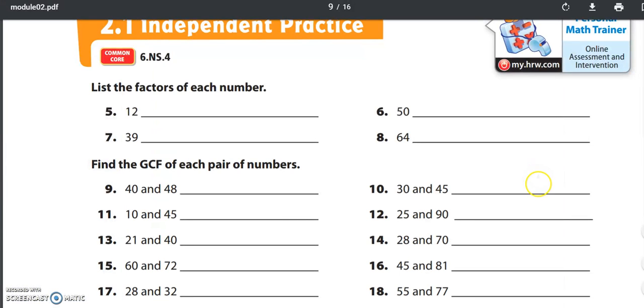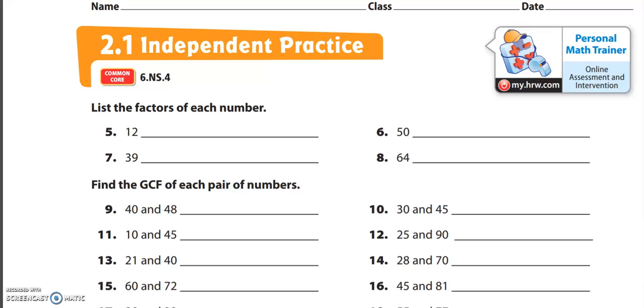This is the lesson 2.1 independent practice. This is page 35. And there's enough on this page that is probably going to get broken up. This page alone will probably get broken up into two videos. I'm thinking that we're going to do 5 through 18 on the first video, and then we'll do all the word problems on the next video. That's okay. We need a lot of practice on this.